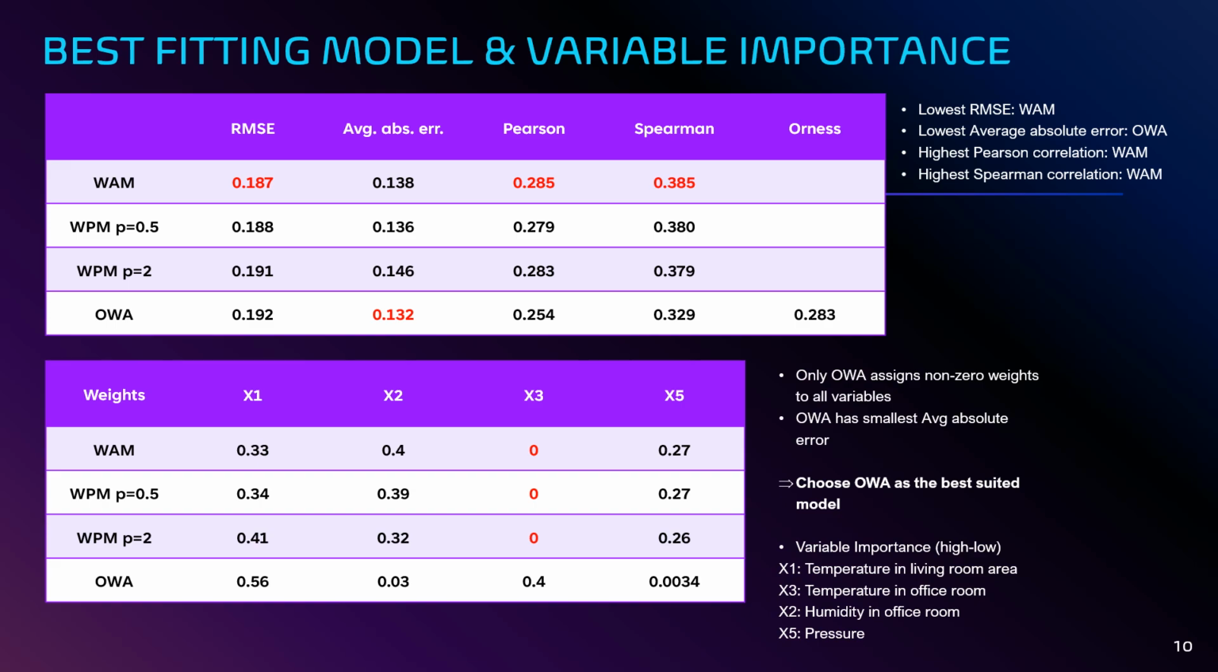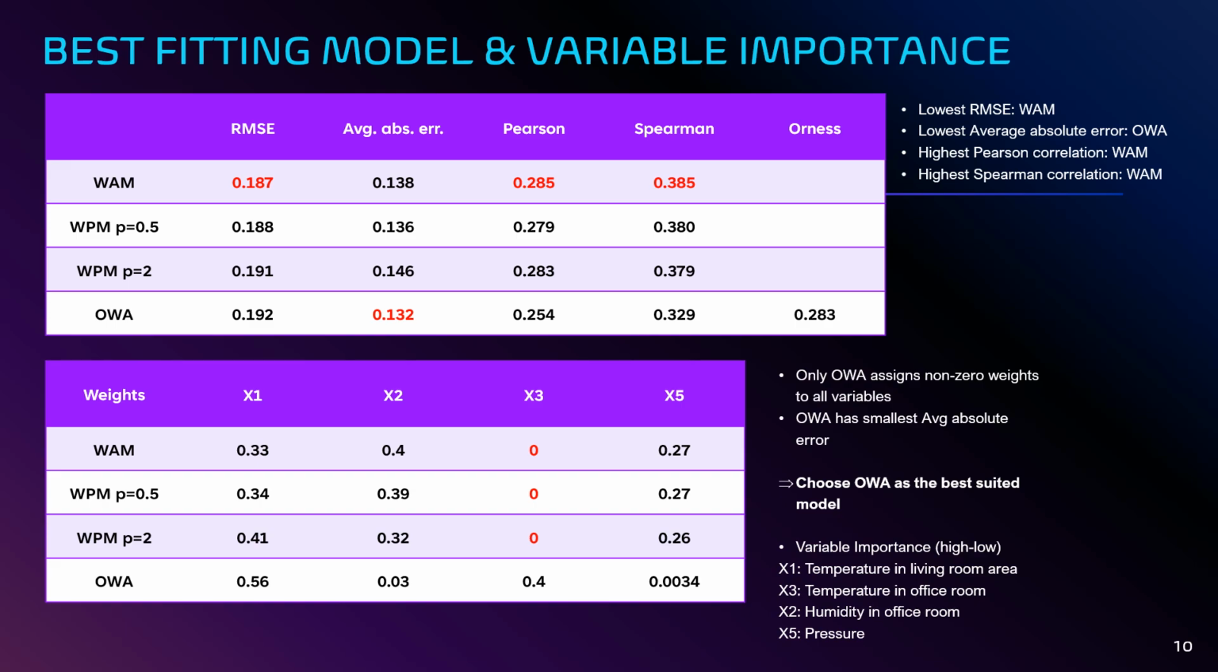And after feeding the models with the dataset, we can see that weighted arithmetic means has the lowest RMSE and also has the highest Pearson and Spearman correlation. On the other hand, ordered weighted averaging has the lowest average absolute error. However, this is the only model that retains X3, and we want to retain X3 in our model fitting. So I would choose OWA as the most suited model.